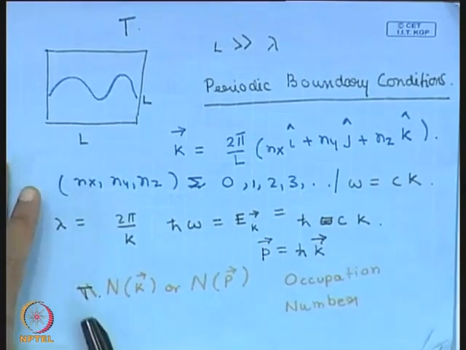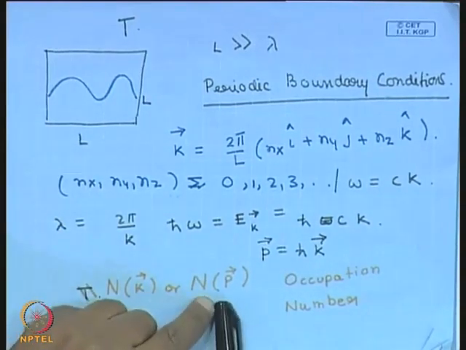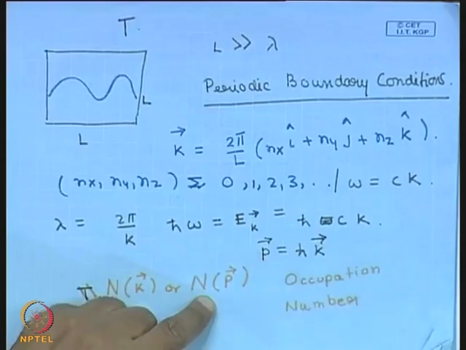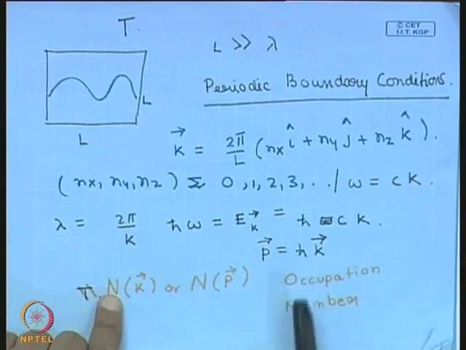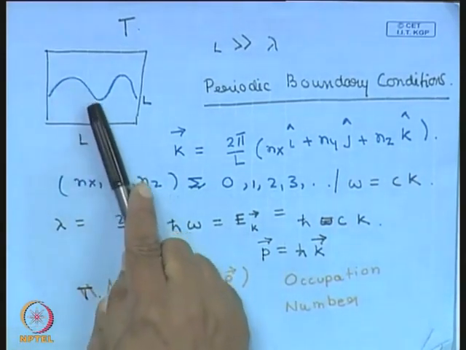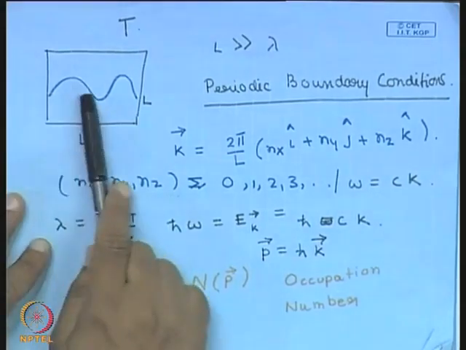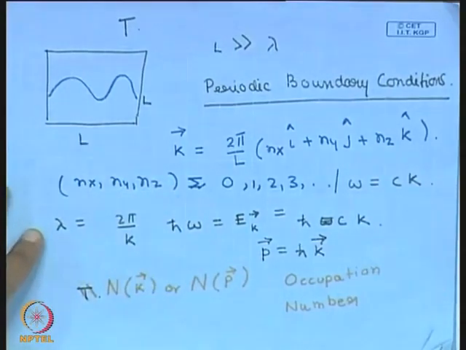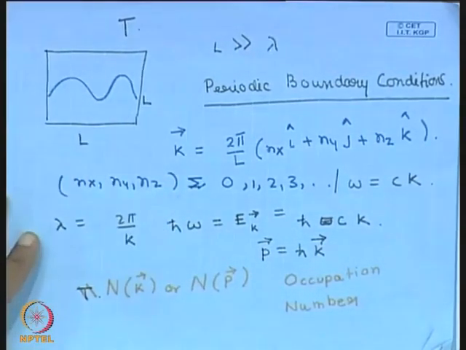Then we introduced the occupation number n, which is a function of k, or equivalently a function of p, because n and k and p are equivalent. The occupation number tells us the number of particles that are there in a particular mode. So in my box I have decomposed the electromagnetic waves into modes, and the occupation number tells us how many particles are there in each mode.